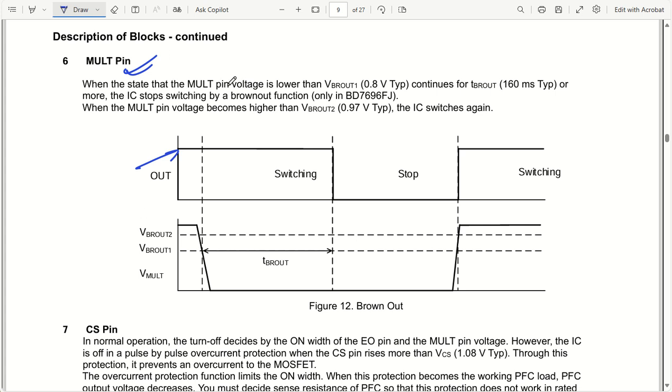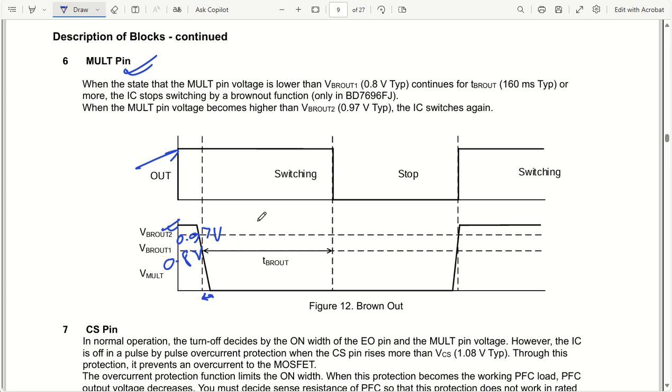When the multiplier pin voltage is lower than V brownout 1, which is 0.8 volt, and continues for T brownout 160 millisecond typical, so it continues for that much time or more, the IC stops switching by the brownout function in this 7696. When the multiplier pin voltage becomes higher than brownout 2, which is 0.97, so let us say it has gone to 1 volt or something, in that case the IC starts switching again.